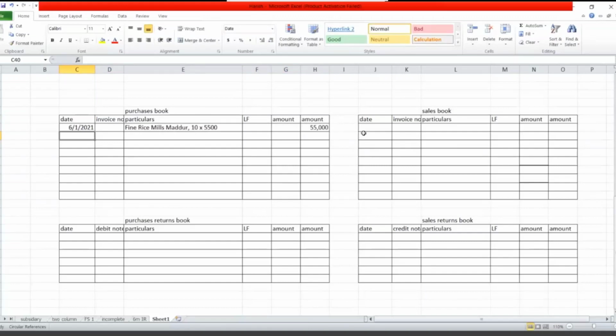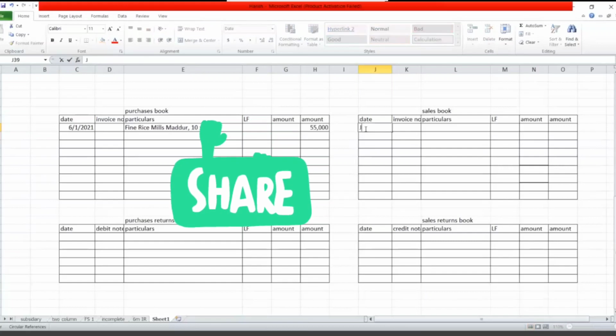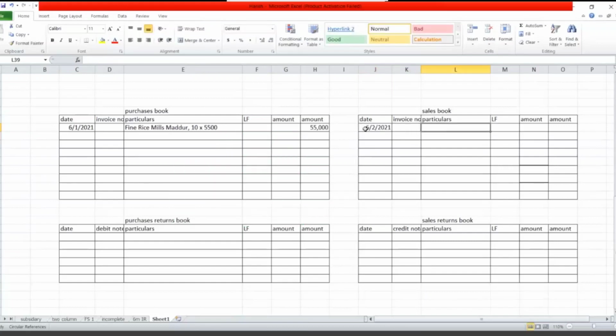Next, sold 2 bags of sugar on June 2nd. He sold, so move on to the sales. On June 2nd, sold 2 bags of sugar to Ashoka Hotel, Bangalore. How much is each bag? 2 into 3,500. How much will you get in total? 7,000.